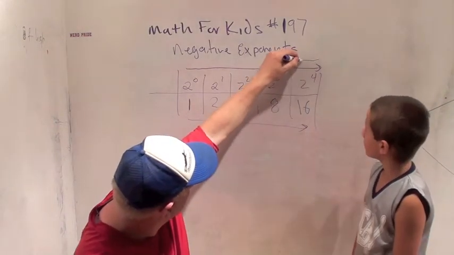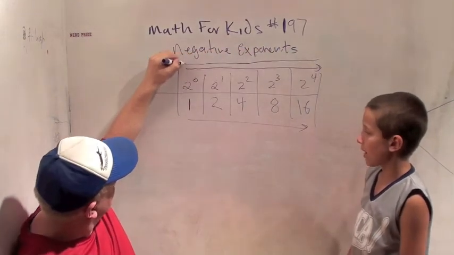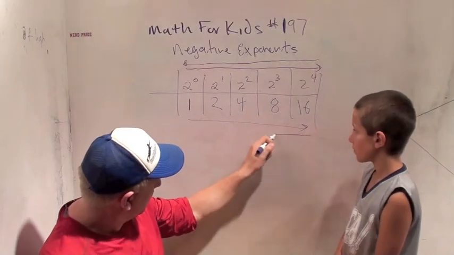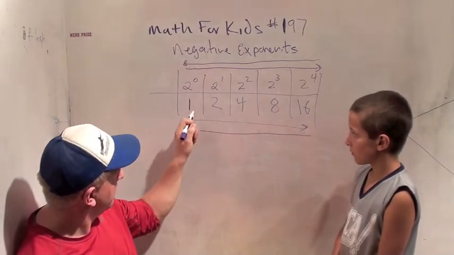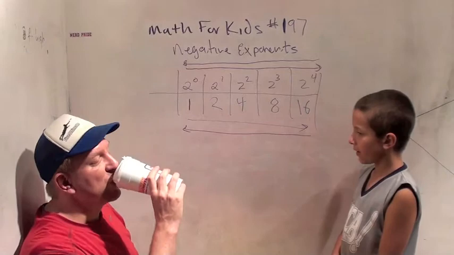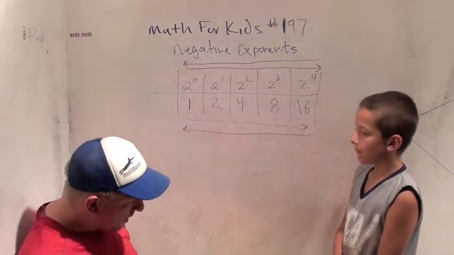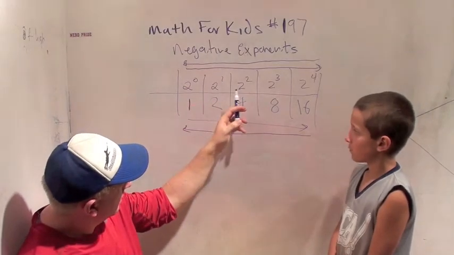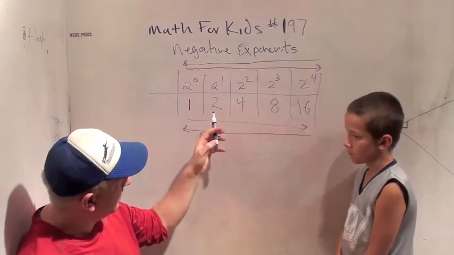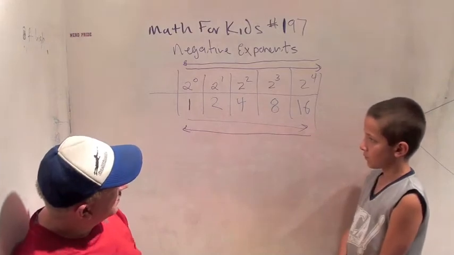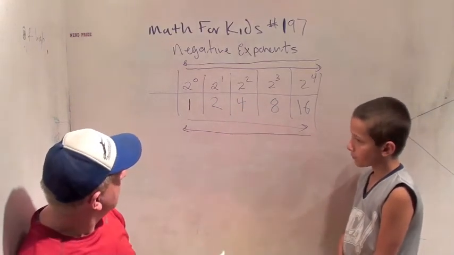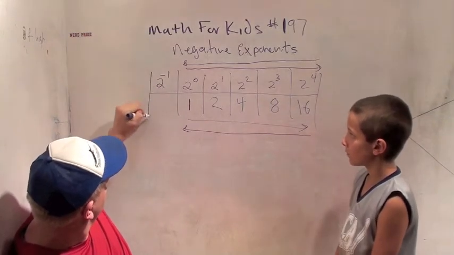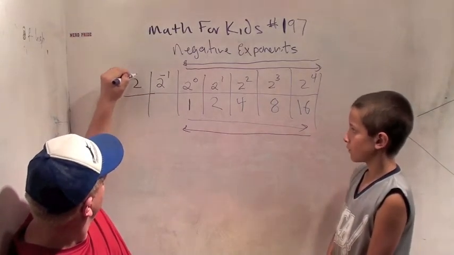Now let's look at it in a different way. What happens when you go this way to the powers? Powers decrease by 1. What happens to the numbers down here? You divide by 2. So increasing the power by 1 with powers of 2 meant you multiply by 2. Decreasing the power by 1 looks like you divide by 2, and that leads us to ask the question, what should 2 to the minus 1 be? And how about 2 to the minus 2?